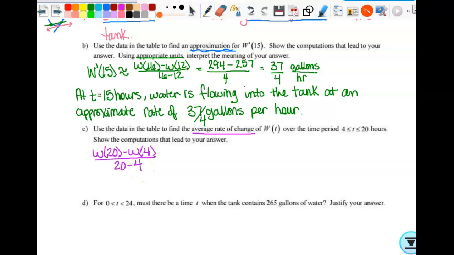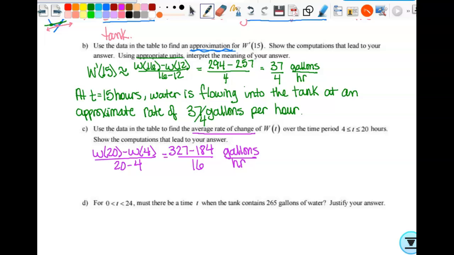Okay. You show where it's coming from. So then this is equal to 327 minus 184 over 16. And if we want to stop here, we can stop here. You can leave the denominator as 20 minus 4. It's fine. But we're going to stop here, and then we're going to say this is gallons per hour. It's a safe stop because they're not checking your computation, they're checking if you understand what's going on.